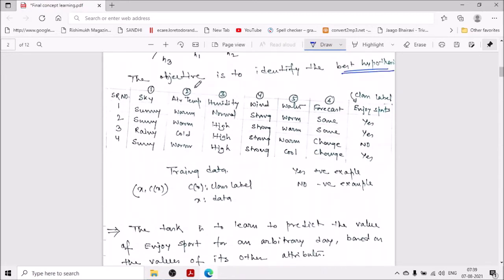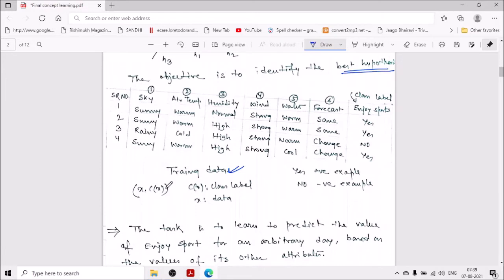Now, this is one data set. I have taken it from the Tom Mitchell book, one of the best books for machine learning. Here four data are there, and the attributes are sky, air temperature, humidity, wind, water, and forecast. These are the attributes, or you can call them features. And here the class label is Enjoy Sport. This is our training data, or you can say it is historical data, old data.